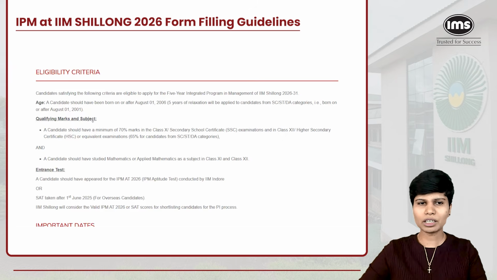The qualifying marks, first of all, is 70% in your class 10th. Same thing, 70% in your 12th as well. And for category students, it is 65%.